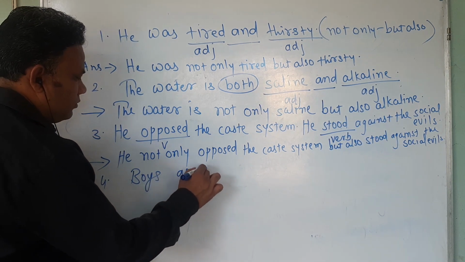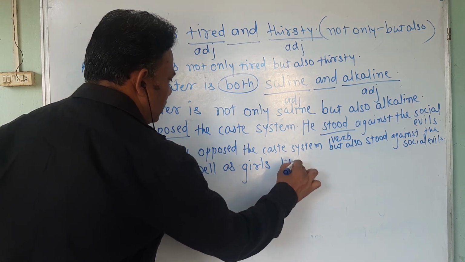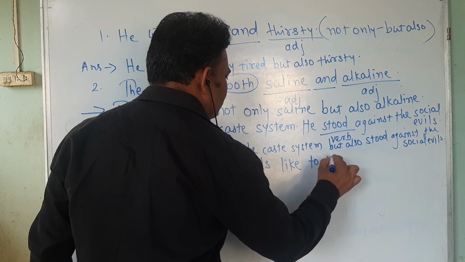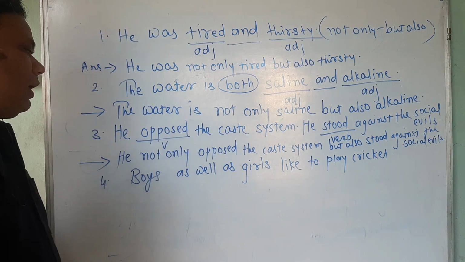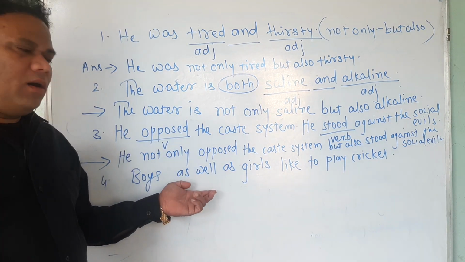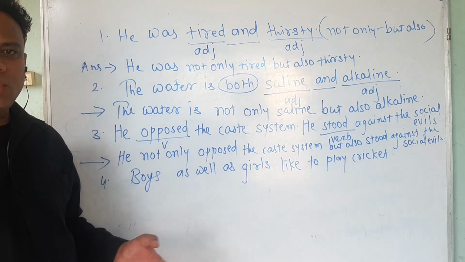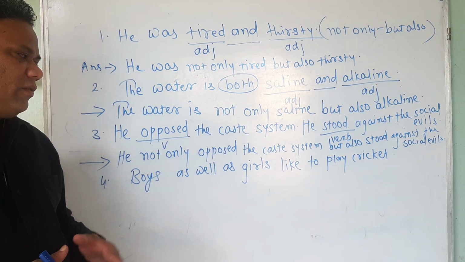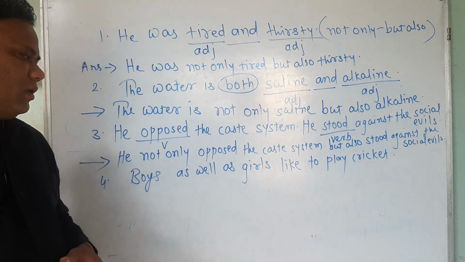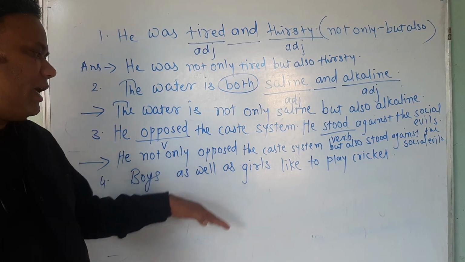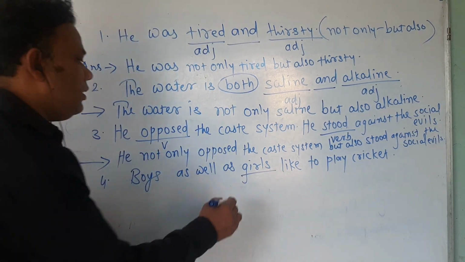Boys as well as girls like to play cricket. In this sentence "as well as" is there. Whatever meaning is there of "and", the same meaning is carried by "as well as" also. So here we have to find out which word is used after "as well as" and what is the part of speech of that word. So which word do we find here after "as well as"? Here it is girls. It is a noun.